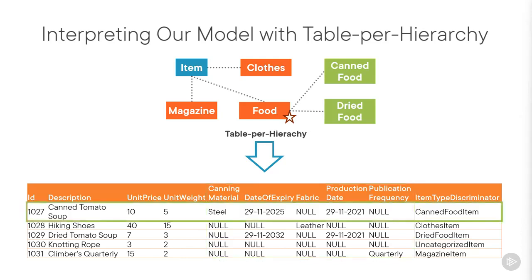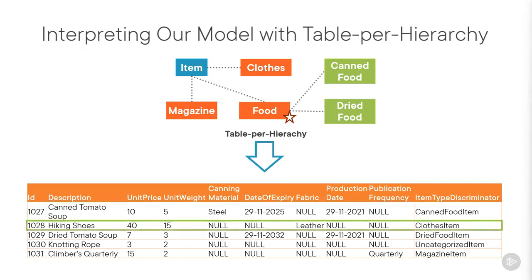So for example, here we have a can of tomato soup, which is obviously a canned food item. This item has certain characteristics, such as what material the can is made from, when the product expires, and when it was produced. And as we can see here, all the columns for these properties are filled out for this entry. But other columns, such as the fabric and publication frequency columns, which are mapped to the clothes item and magazine item entities respectively, are null.